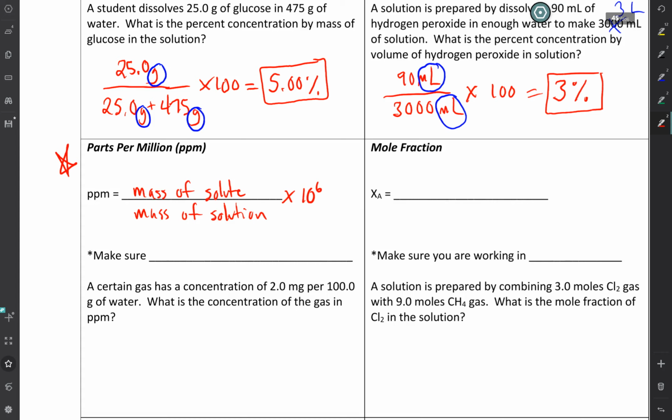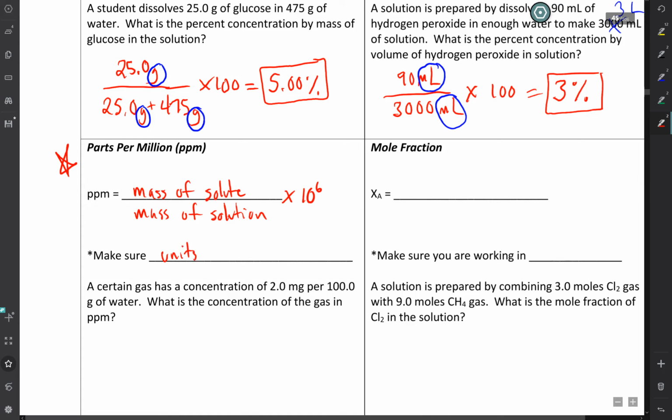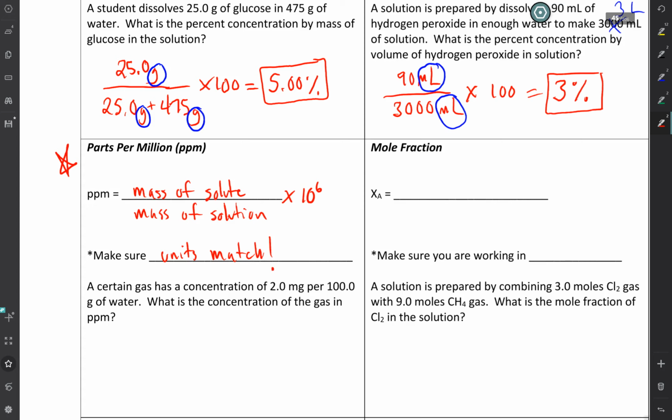Here's another type of problem where you want to make sure units match. A lot of times the mass of the solute is so small it's going to be expressed in a smaller unit than the mass of the solution or the solvent. So be careful about that. Again, it's really easy to make careless mistakes and get yourself in a lot of trouble.